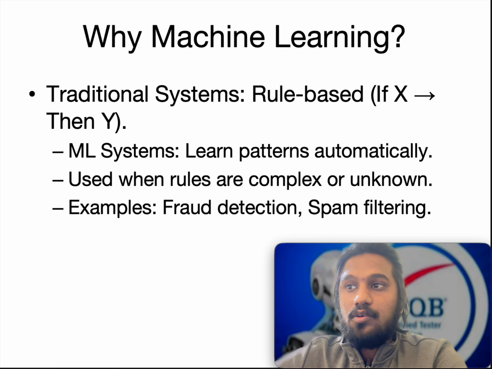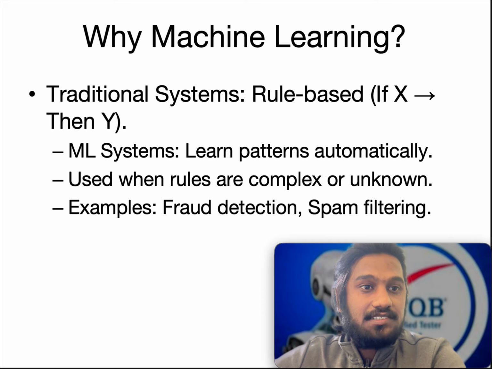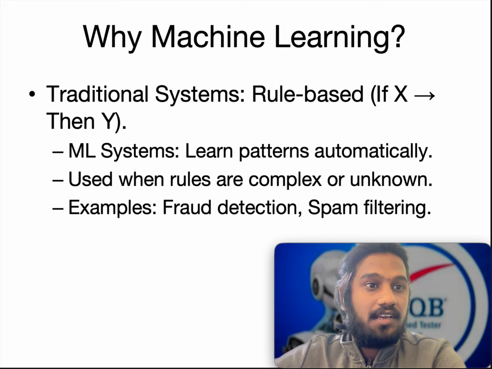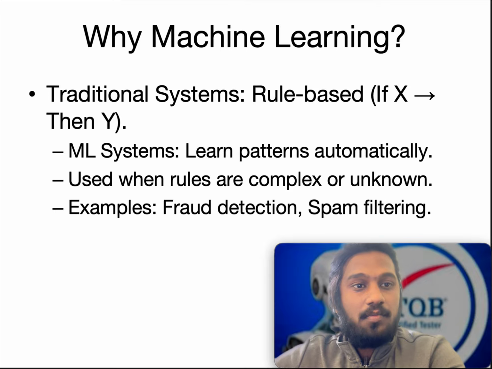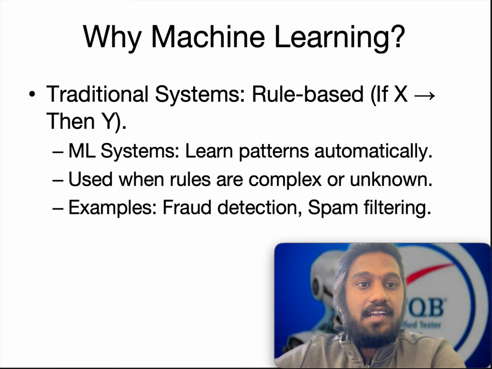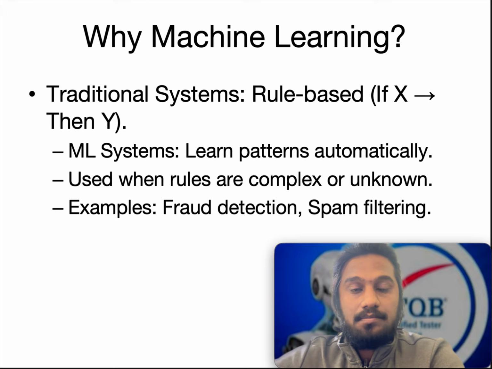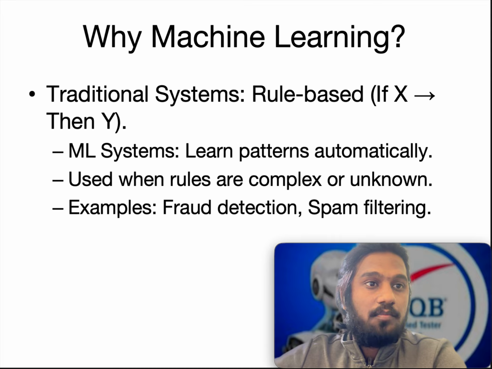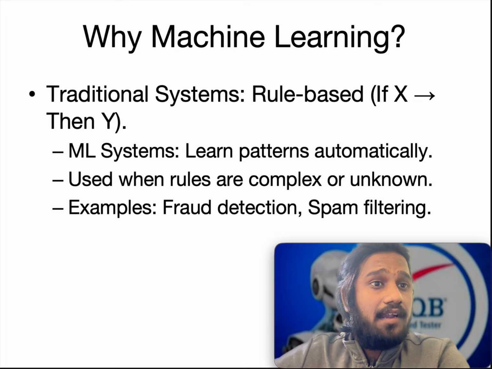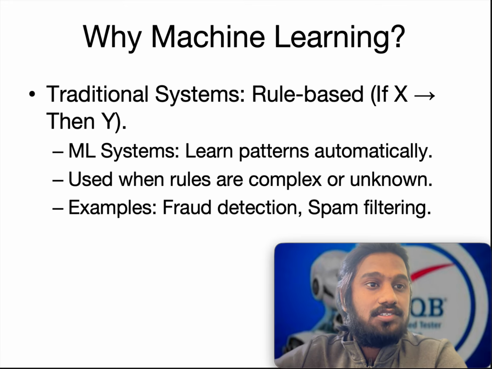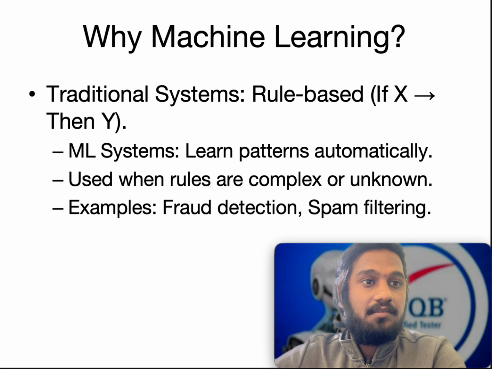So now we'll see why machine learning. Why do we need machine learning? In traditional systems, we follow rule-based programming, like if X happens, then do Y. But in real-world problems, writing rules is not always possible. For example, fraud detection has thousands of complex patterns, and spam detection keeps changing constantly. In such dynamic environments, machine learning becomes essential.